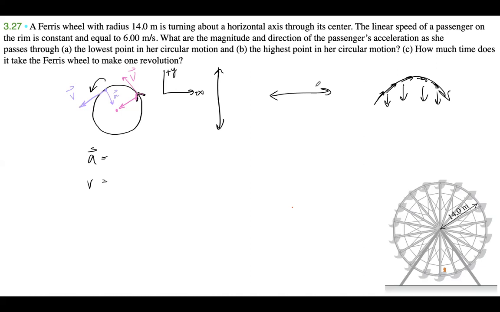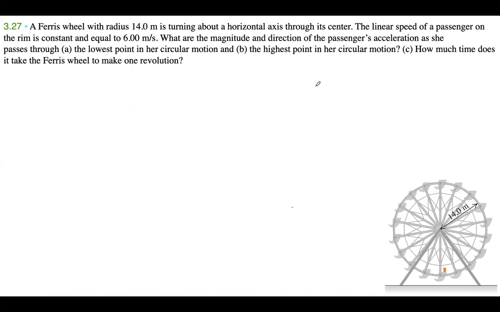Okay, so now let's get to the actual problem. Let me change my pen color again. So what do we know in this problem? What are we looking for, and what do we know? We are looking for the passenger's acceleration at the lowest point in her circular motion and at the highest point. So what does that mean? We're looking for acceleration right here and right here.